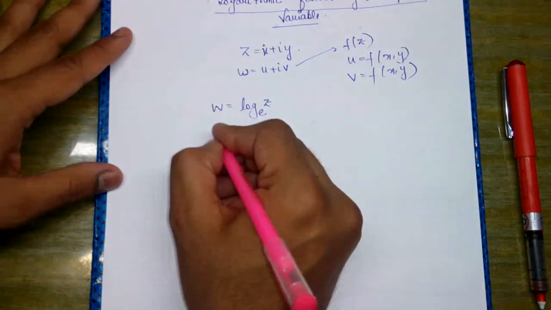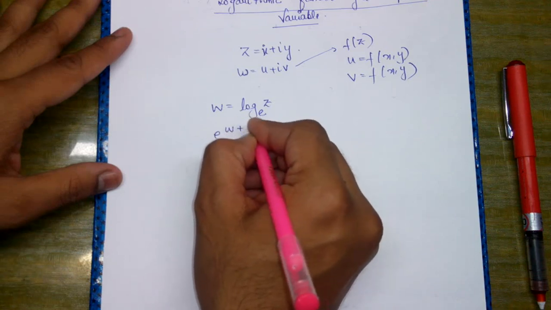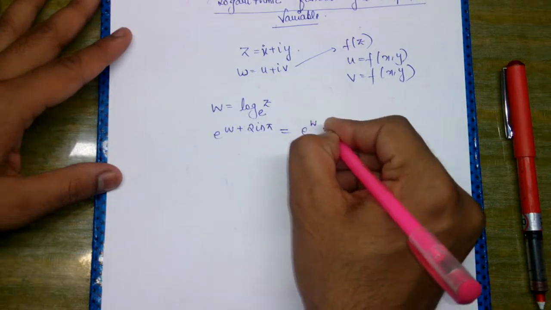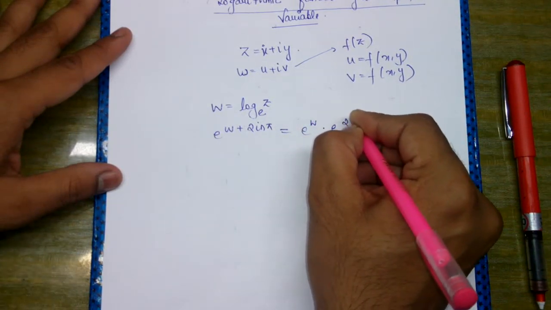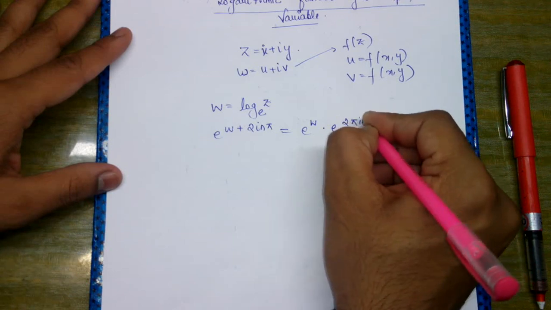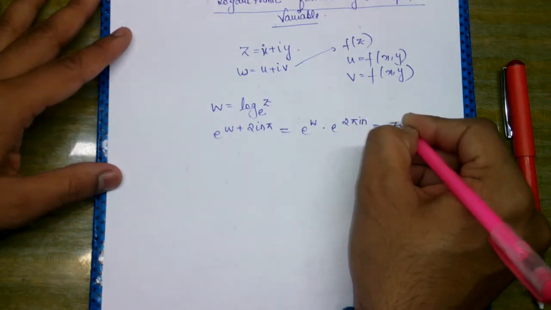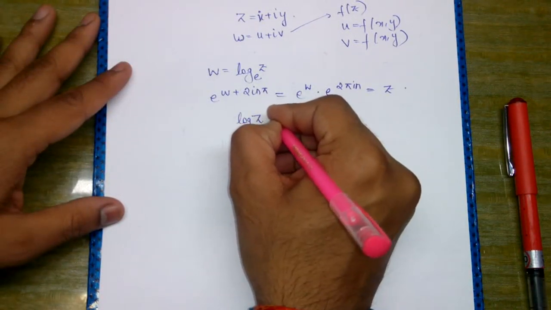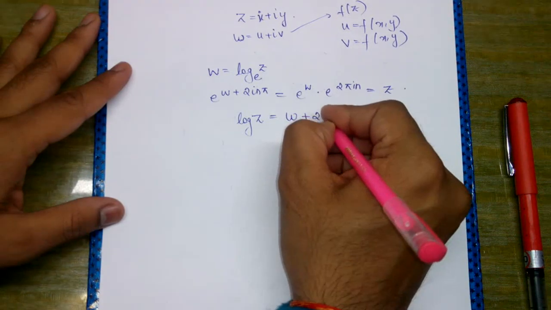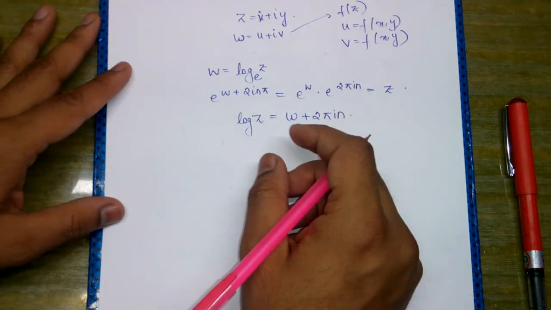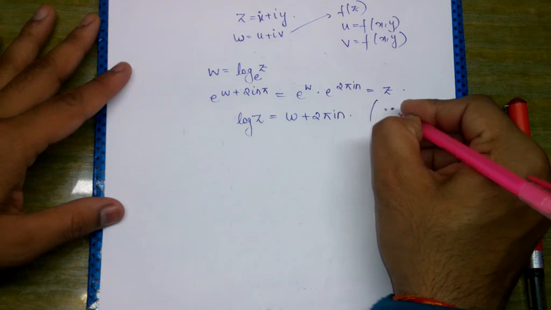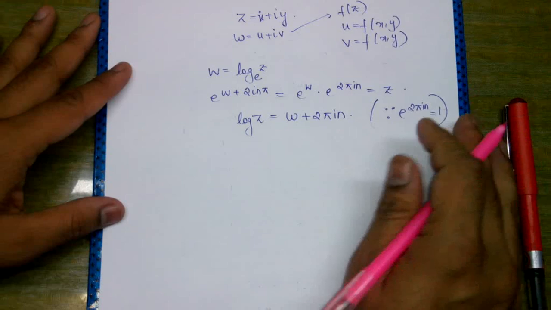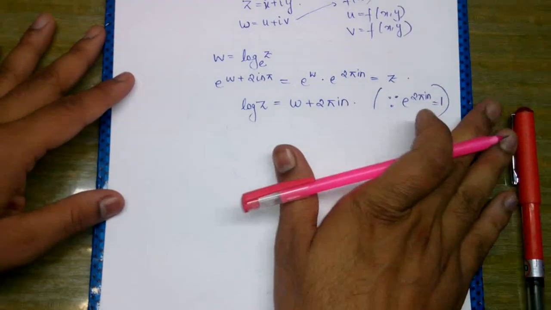We can also write this as: e to the power (w plus 2i n pi) can be written as e to the power w times e to the power 2 pi i n. This is simply equal to z. So log of z can be written as w plus 2 pi i n. And why? Because e to the power 2 pi i n is equal to 1. If you put 2 pi in it, you will see it is coming out to be 1.